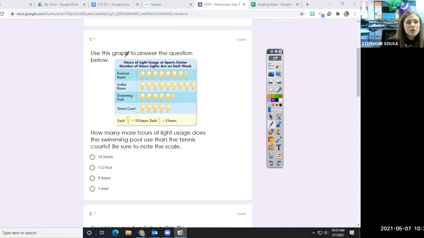Here we go. Use the graph to answer the question below. The question shows how many more hours of light usage does the swimming pool use than the tennis courts? Okay, so we're going to take a look at the swimming pool. Our key tells us each light bulb counts for 10. Each half bulb counts for 5. So we're counting by 10s and 5s. Swimming pool uses 10, 20, 30, 40, 50, and a half. So that's 55. Tennis courts use 10, 20, 30, 40, 50. 50 subtract, or 55 subtract 50.